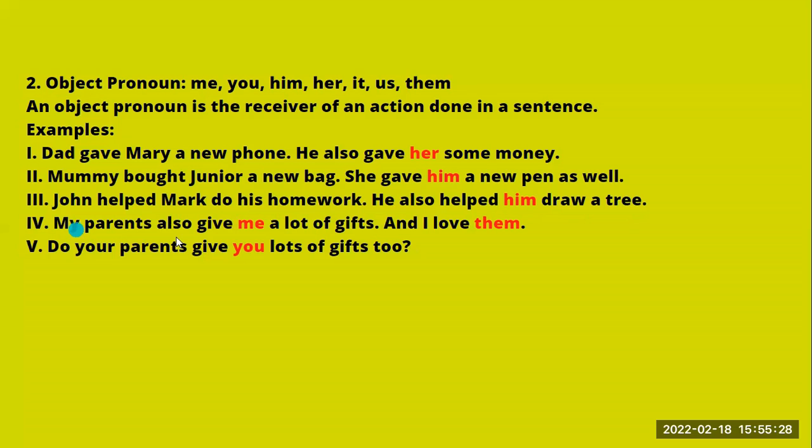Another example, my parents also gave me a lot of gifts. Me is the object pronoun, receiving a lot of gifts. And I love them. Them is the object pronoun, receiving my love in this sentence. Now, the last example here: do your parents give you lots of gifts? So you can also be an object pronoun.